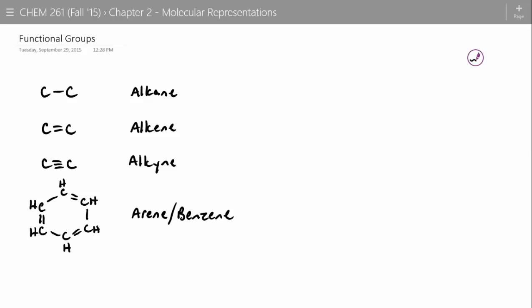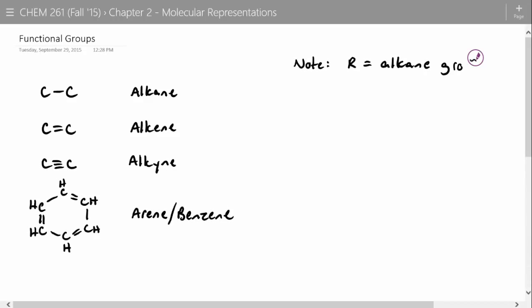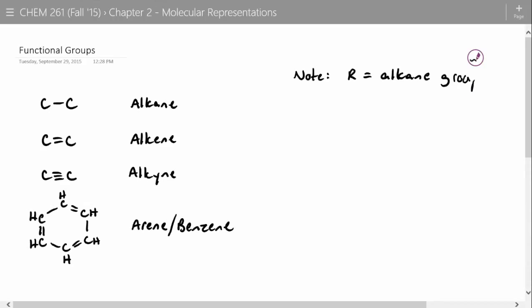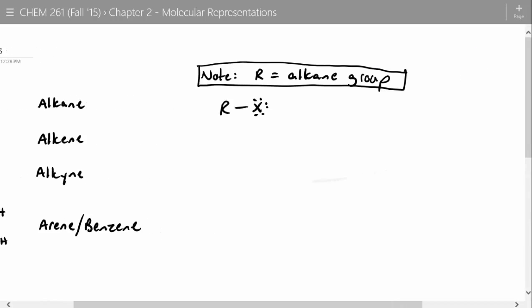Then we run into another type, and I'm going to use an R group here. So note up here that R equals some sort of alkane. So I'm going to box this off just so we don't get confused here. What if we have an alkane attached to a halogen, where X is our halogen? What do we call that? Alkyl halide. Let me slide this over.